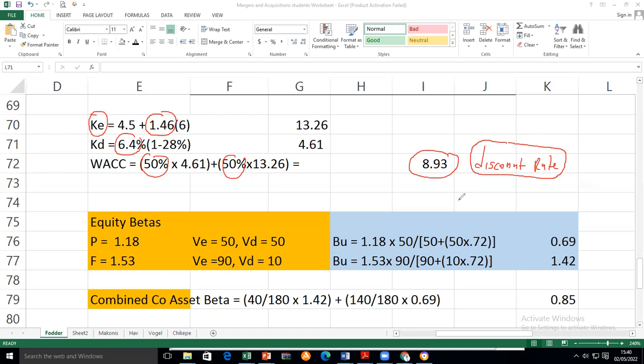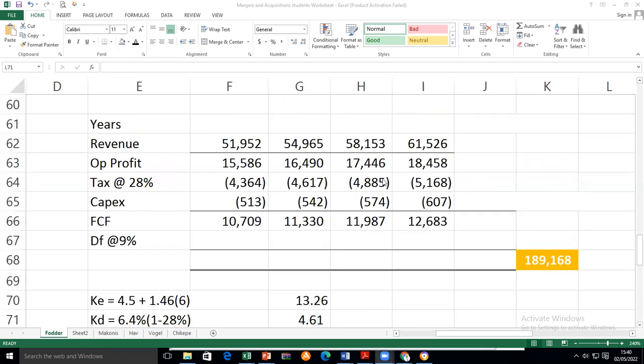This is our discount rate. Okay, 8.909%. If that is okay, let's start closing down our session.